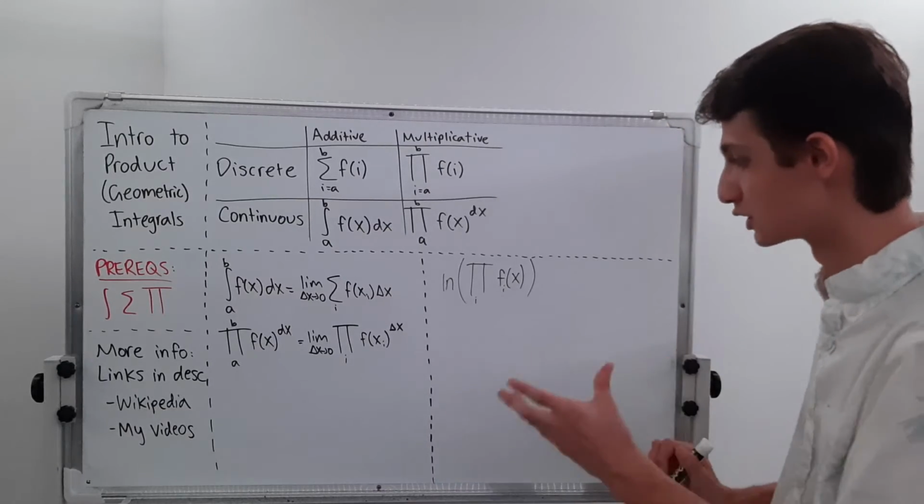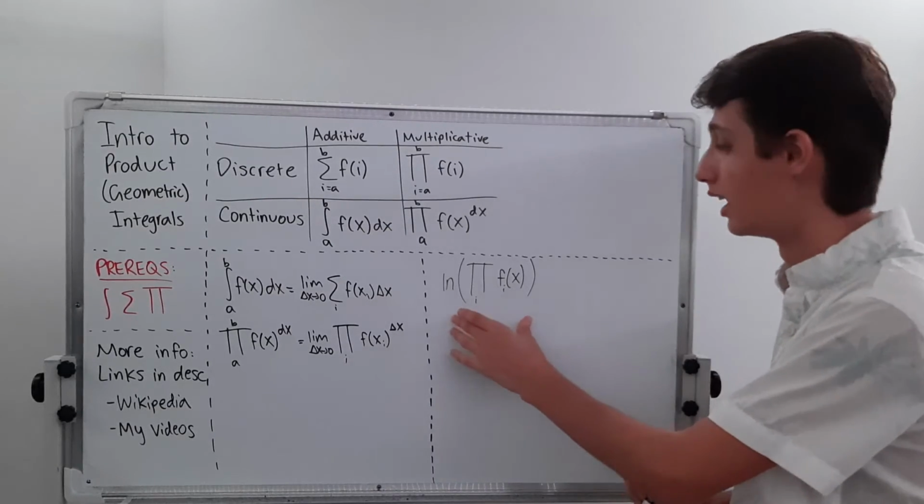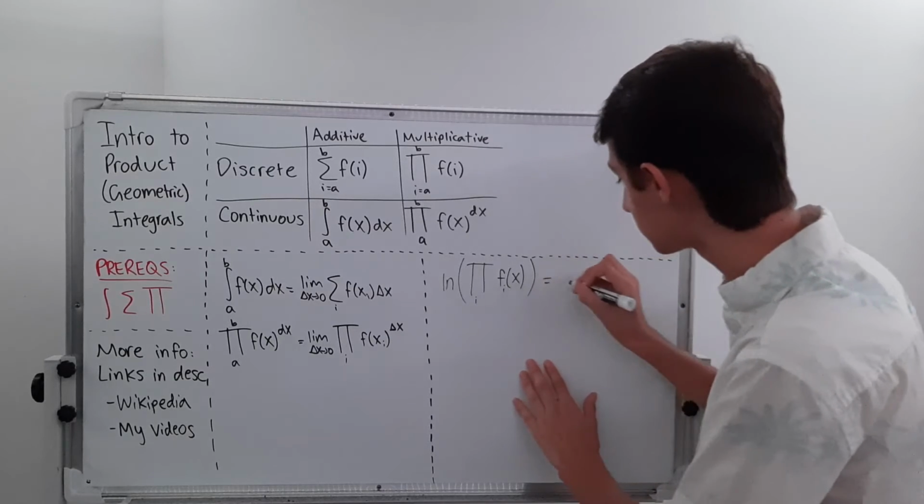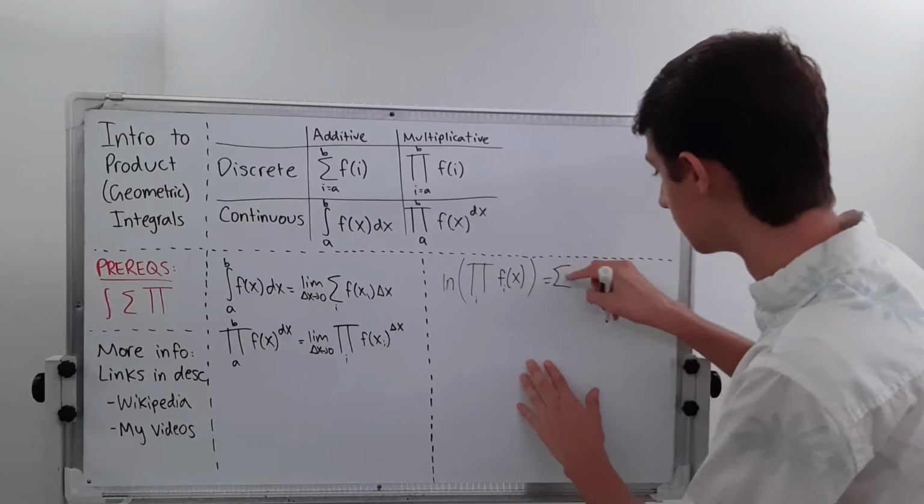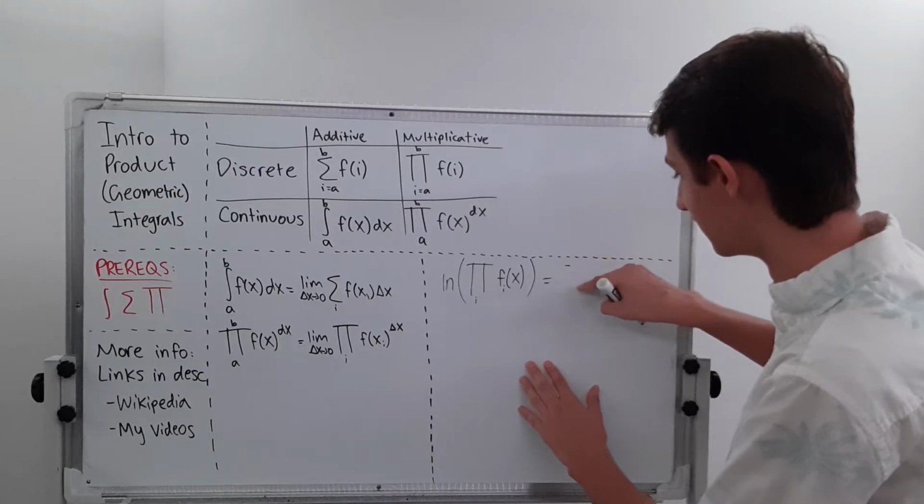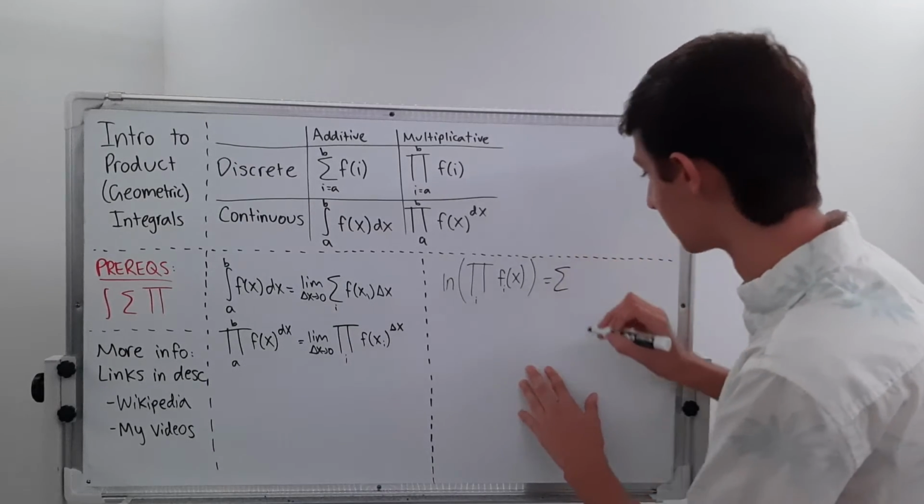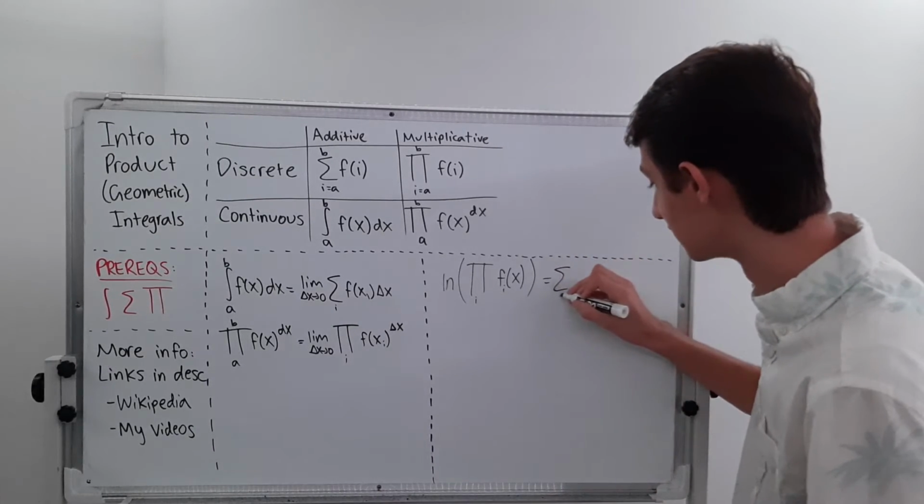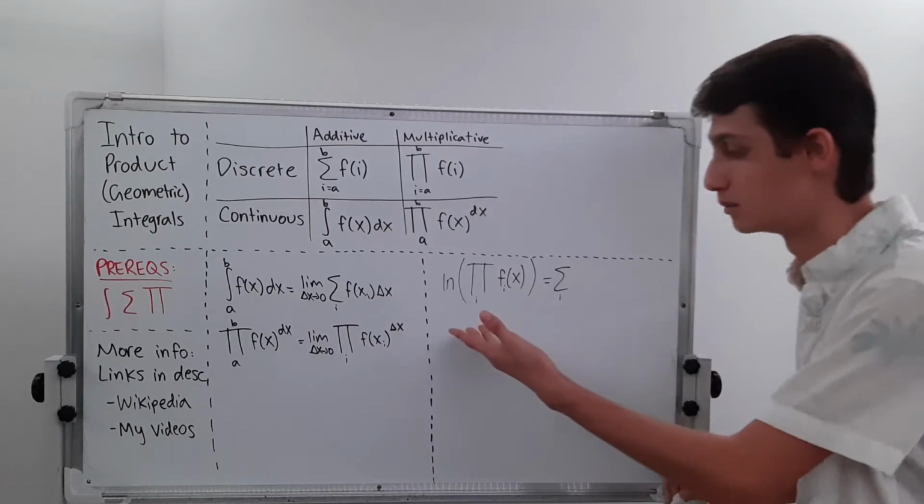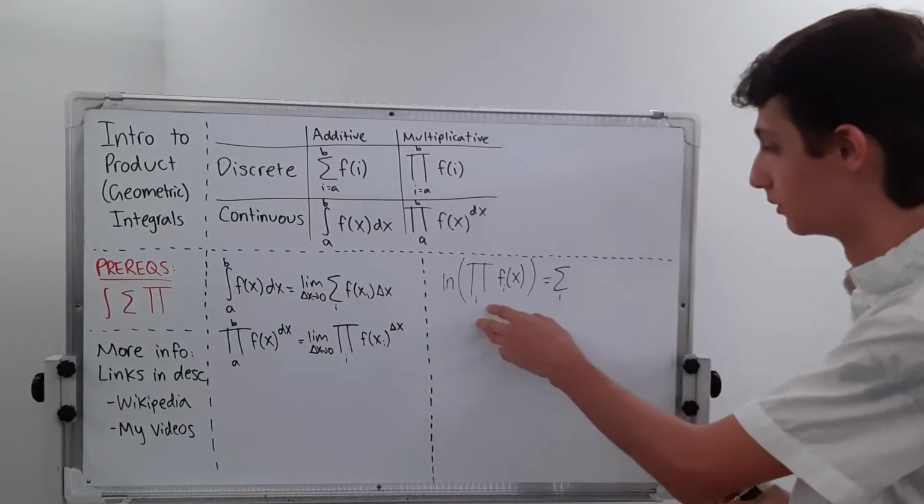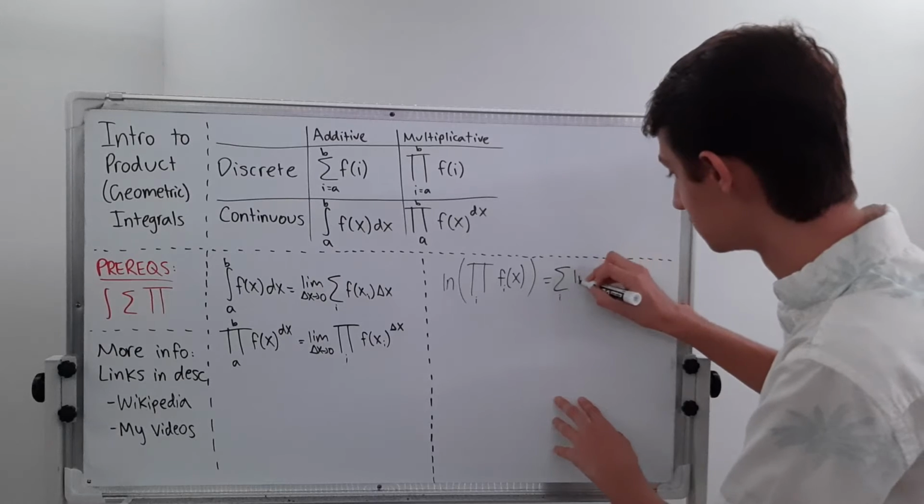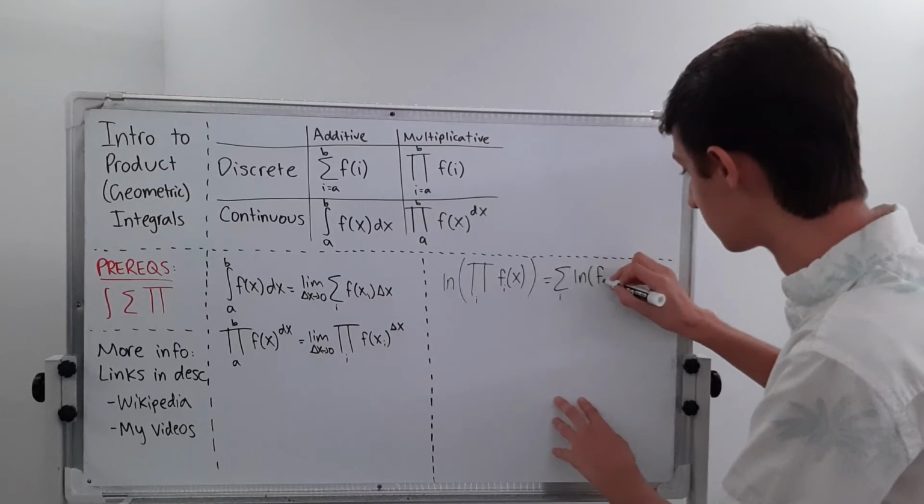So the natural log of a product of functions is equal to the sum. Oh my god, that was terrible. I'm sorry. Here, let me. There we go. That's a lot better. The sum indexed with the same index, because we're talking about the same numbers here, and we're taking the natural log of our functions.